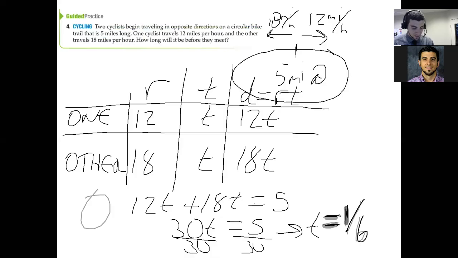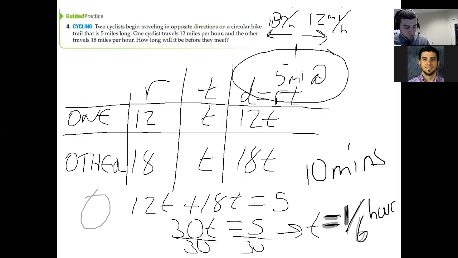All right, so 1/6 of an hour. Okay, it's not 1/6 miles per hour because again, the answer is time. How long did it take? 1/6 of an hour. Well, 1/6 of an hour, you can think, how many minutes would that be? Well, there's 60 minutes in an hour. 1/6 of that would be 10 minutes.